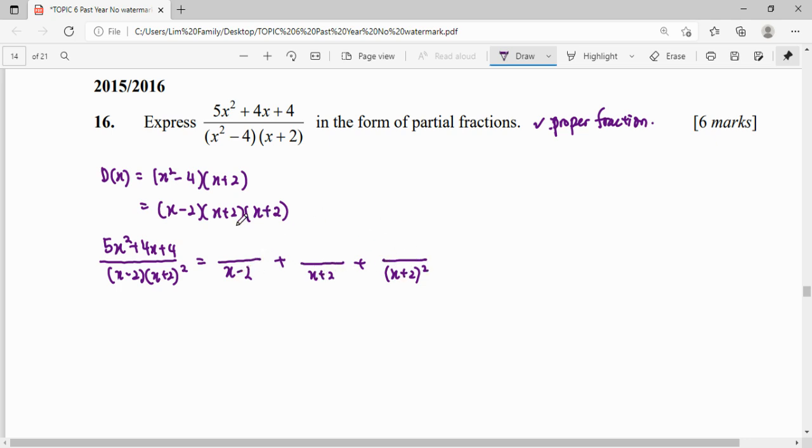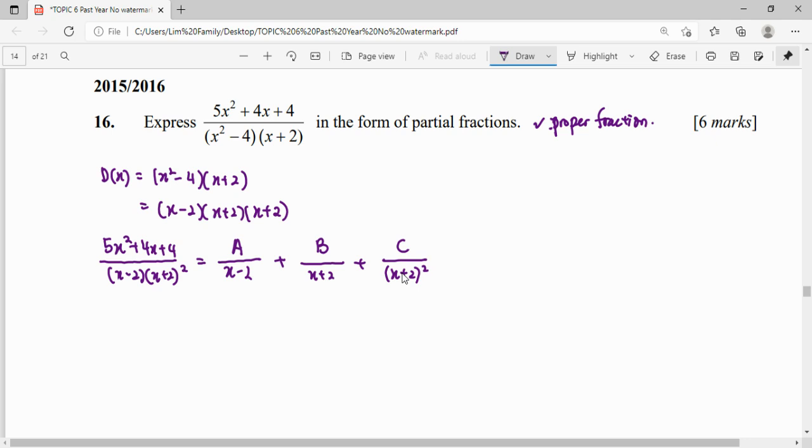Then step number 4, we determine what to put in the numerators, whether constant or linear. When we have a linear denominator, our numerator will be a constant. Same here, our denominator is a linear factor, so our numerator will be a constant. For this part, this is a repeating factor, but our factor is actually a linear factor, so the numerator is a constant. That will be our step 4, determining our A, B, C.